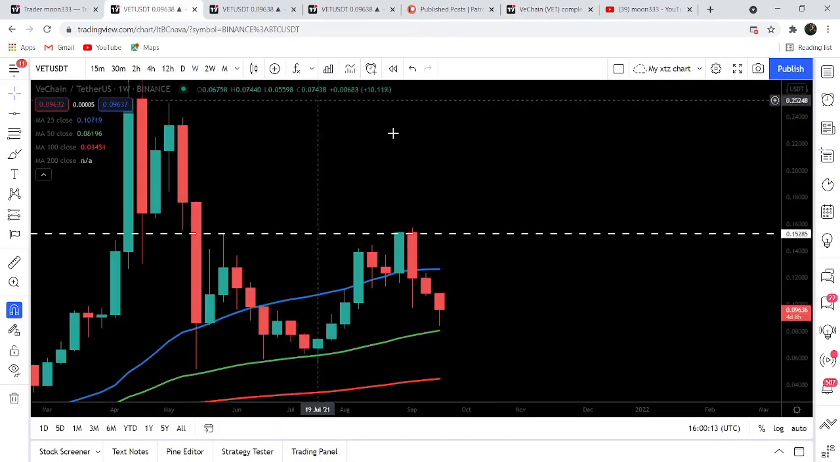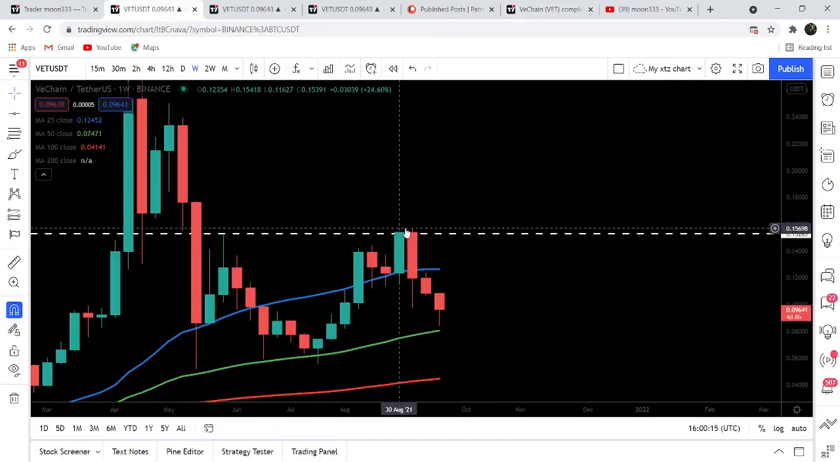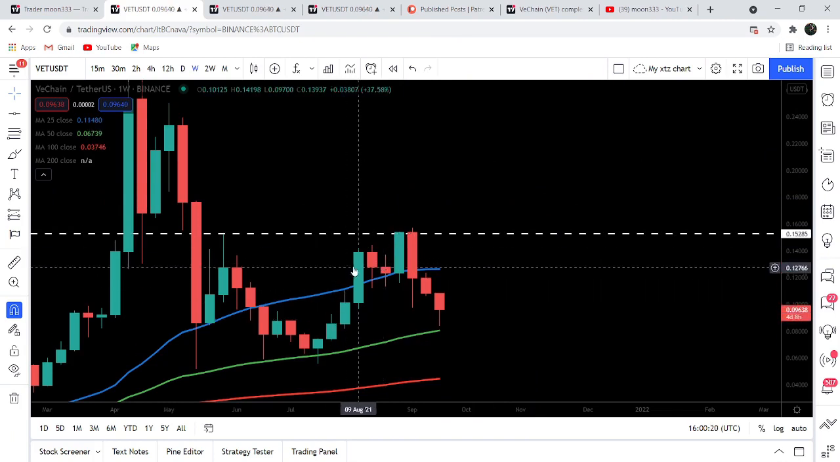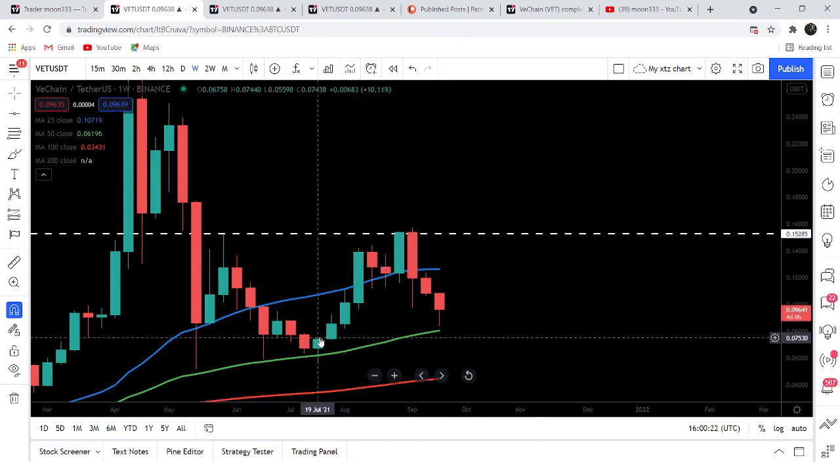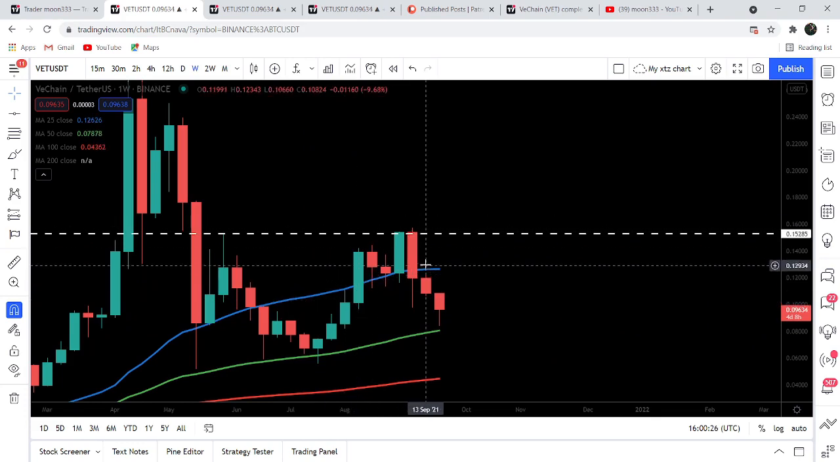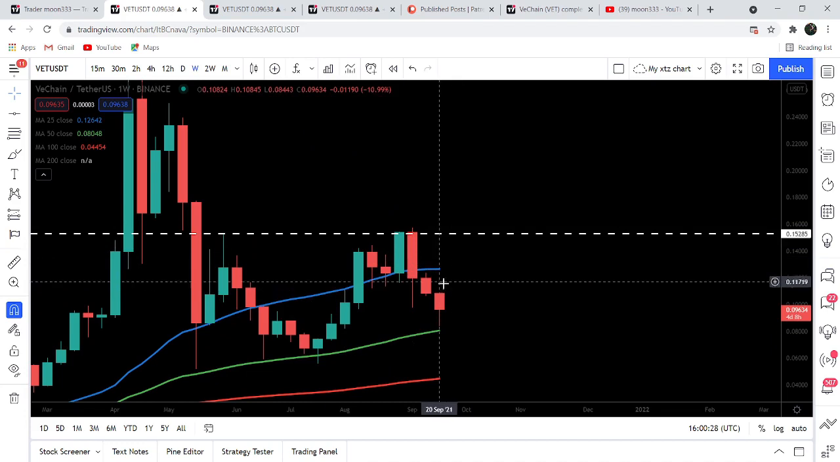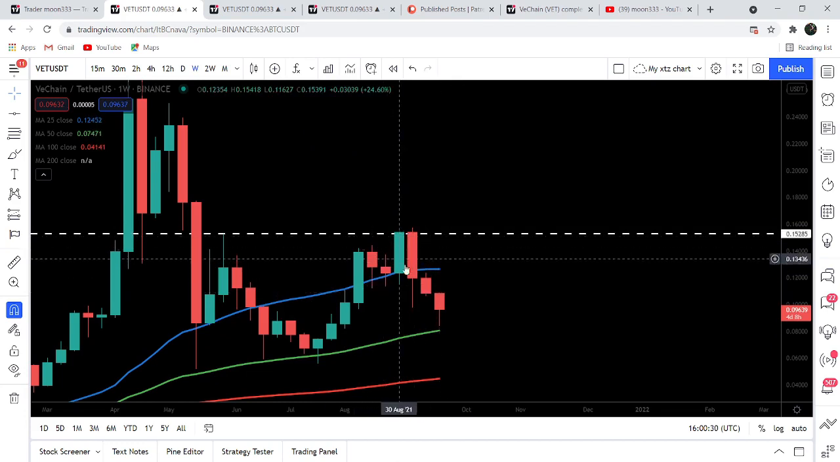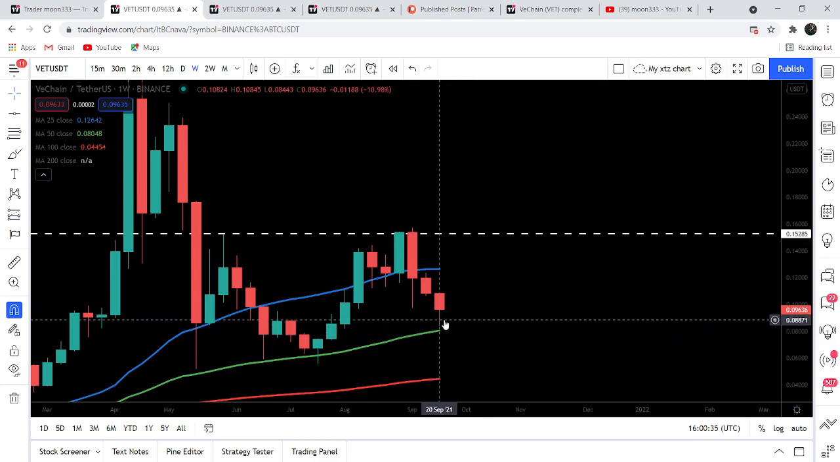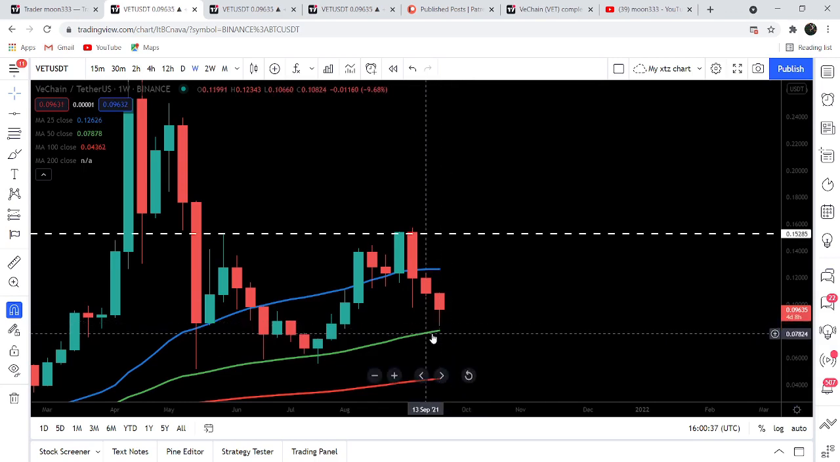Now if we take a look at the live weekly time frame, previously when I shared my previous video, at that time the price action broke out this 25 simple moving average. Right now we can see that we are below the 25 weekly simple moving average, and we are just moving down to test the 50 simple moving average weekly once more.